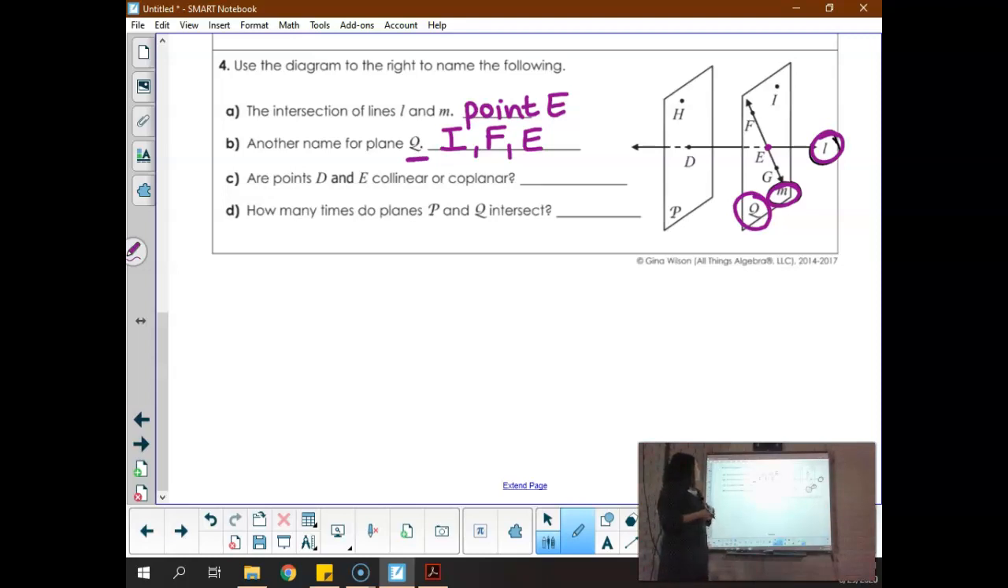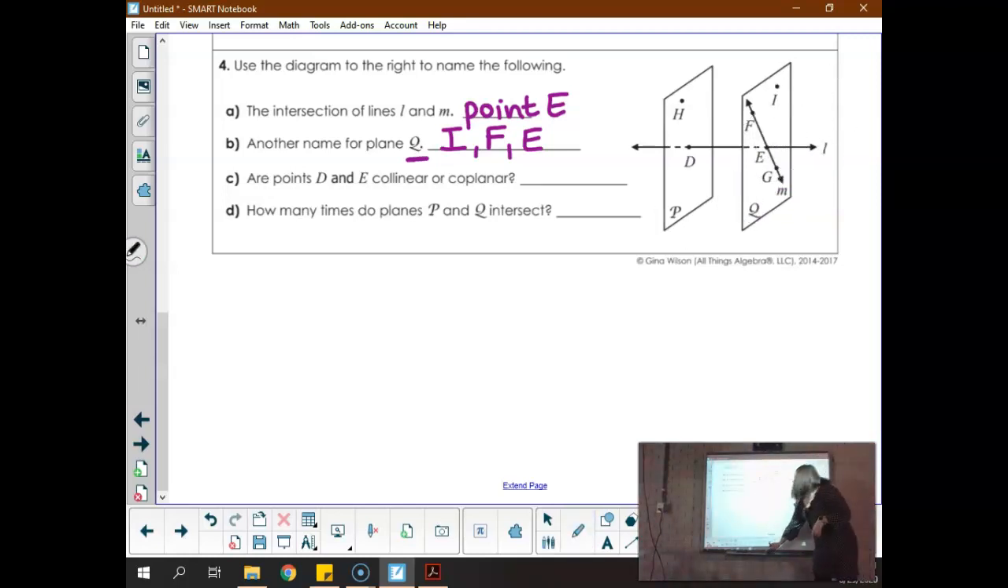Part C. Are points D and E collinear or coplanar? So let me clean up my image real quick so we can focus in on what we're looking at. Point D is over here, point E is over here. Now, I've got 2 planes, P and Q. However, any 2 points, really you need a third to create a plane. So because I'm just looking at these 2 points, I'm going to say collinear and not coplanar. And the reason for that is I don't have 3 points. I can't say they're coplanar unless I have a third point. So this is collinear.